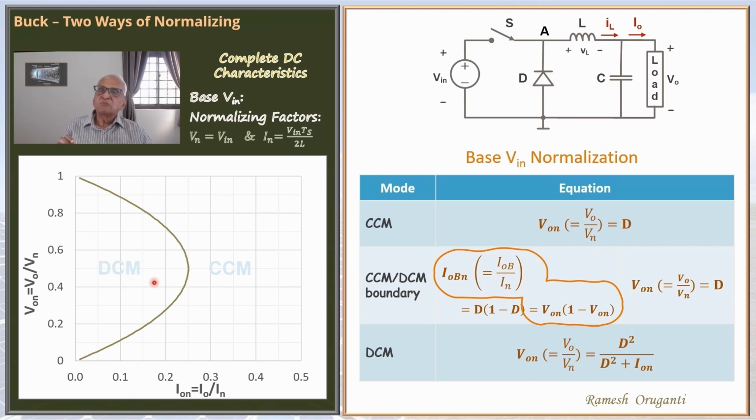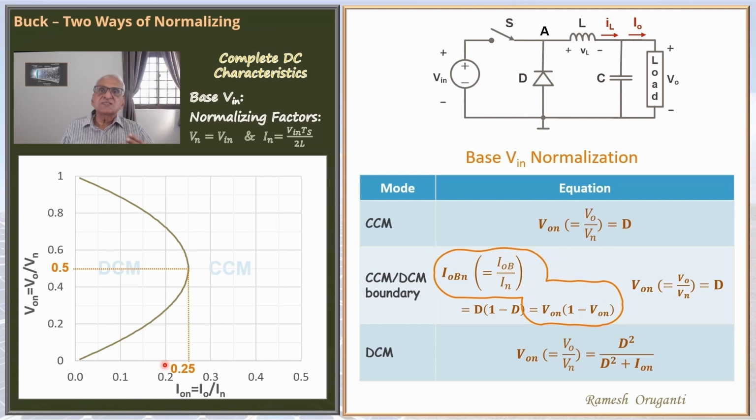Here at this point, the boundary current is maximum. We can take the boundary equation, differentiate it, set it equal to 0 and find the maximum point. We can show that will occur when D is equal to 0.5 or VON equal to 0.5. Remember, VON equals D at the boundary also, and the corresponding ION is 0.25.